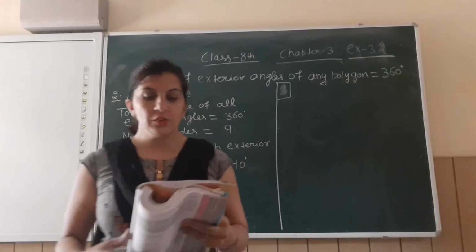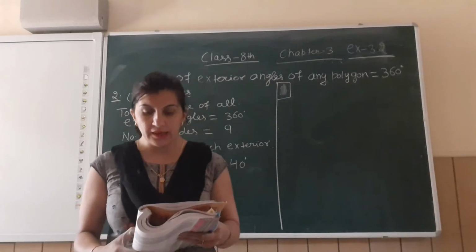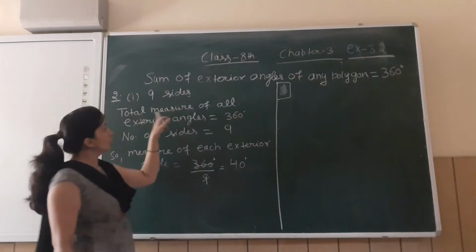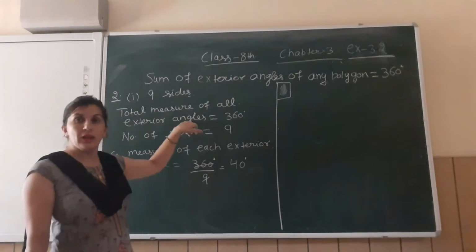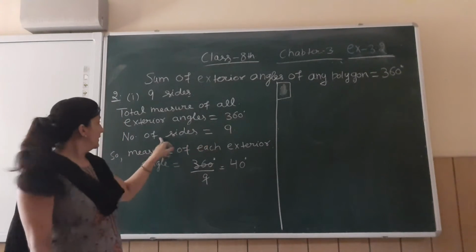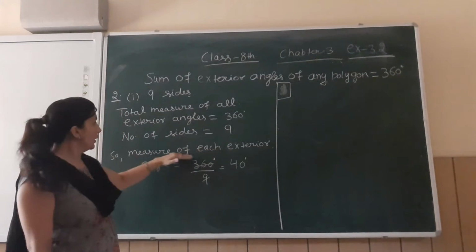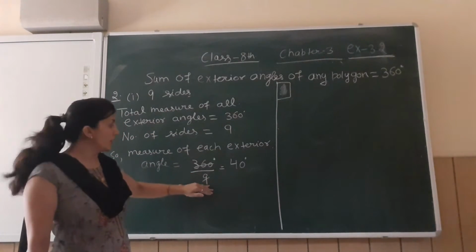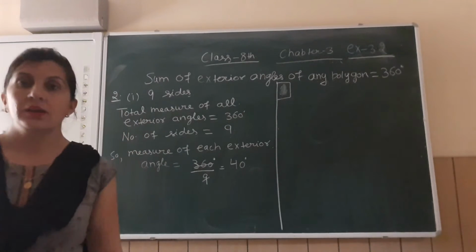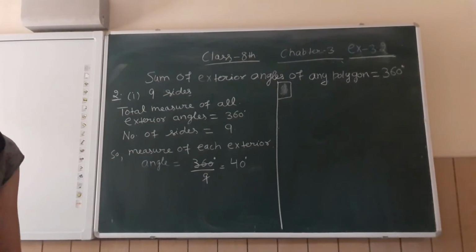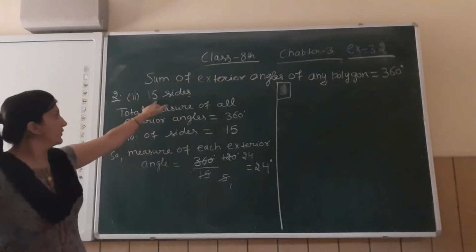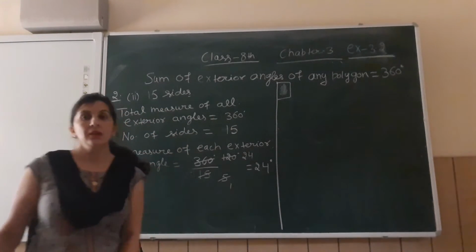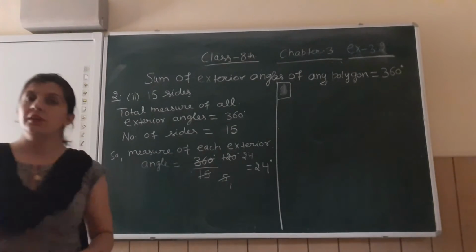Now the second question: find the measure of each exterior angle of a regular polygon with, first, 9 sides. We know the total measure of all exterior angles is 360 degrees. The number of sides is 9. So the measure of each exterior angle is the sum divided by the total number of sides. This is 40 degrees. Likewise, the second part, 15 sides. The sum is 360 and the number of sides is 15. After dividing, each exterior angle will be 24 degrees.